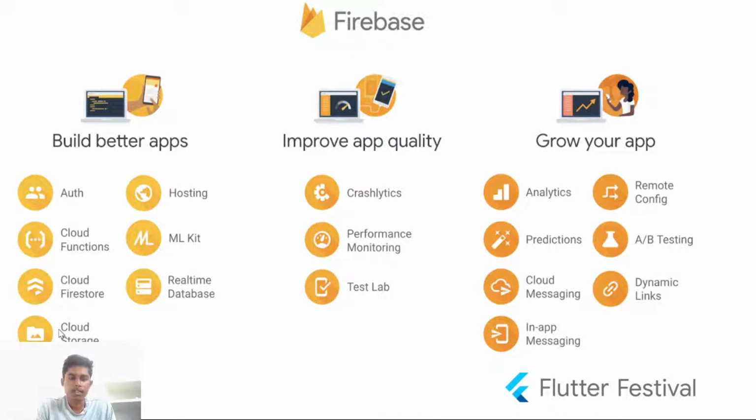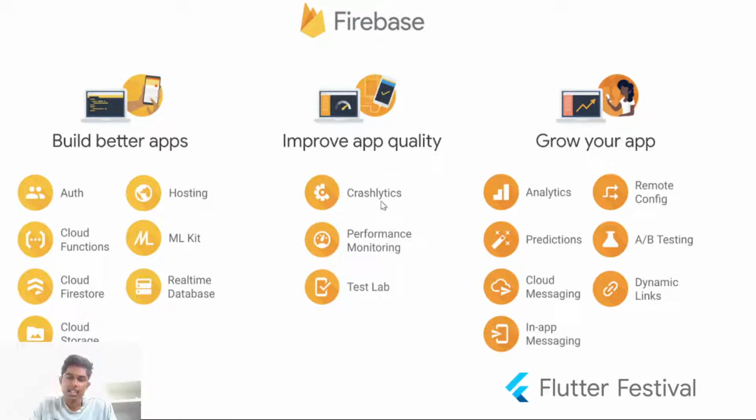So ML Kit. ML stands for machine learning. In ML Kit, you can train your applications by sending your image. Let's take FaceApp. We can make applications like FaceApp by using ML Kit-like solutions. So next is Realtime Database. Realtime Database is a traditional thing. It contains a key and value-like structure. Cloud Firestore is an advanced version of Realtime Database. So the next thing is improving app quality: Crashlytics, Performance Monitoring, and Test Lab.